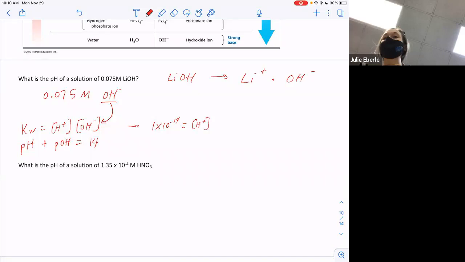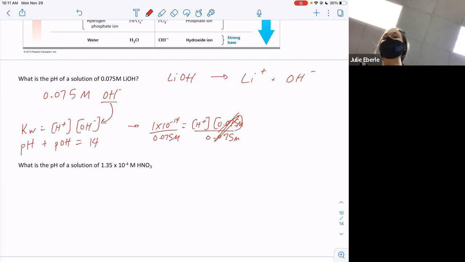Why are we interested in the concentration of H plus? I thought we were trying to get pH. You need that to solve for pH. Times 0.075. Okay, so I'm going to divide both sides by 0.075. Cancels. And what is my concentration of H plus?